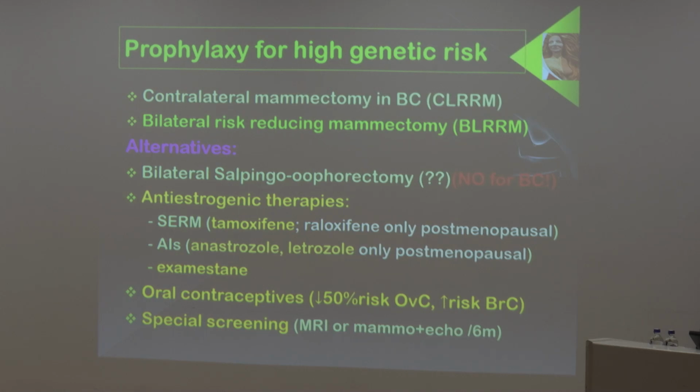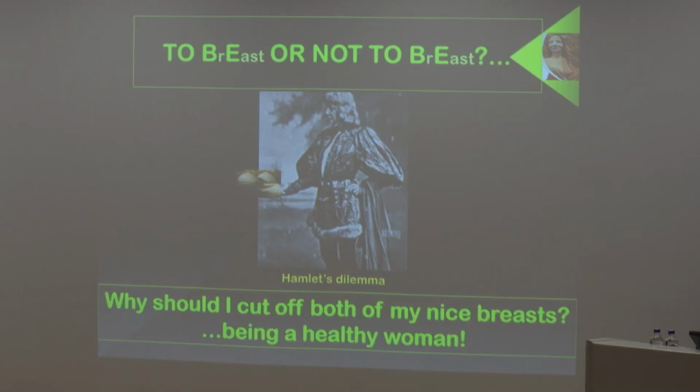Maybe. Bilateral salpingo-oophorectomy was advanced, but it's not for the breast cancer, it's for the ovarian cancer. Antiestrogenic therapy, SERM, tamoxifen, raloxifene only in postmenopausal. I learned that not letrozole, but anastrozole and exemestane. Oral contraceptives may lower the ovarian risk, but at the same time they may raise the risk of breast cancer. And special screening depends on whether we are offering MRI or mammography and ultrasound every 6 months.